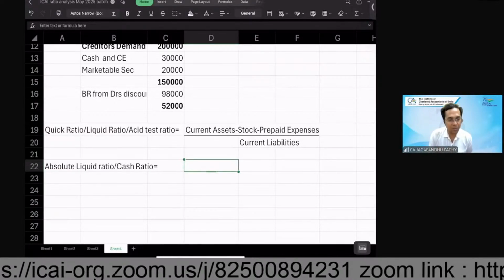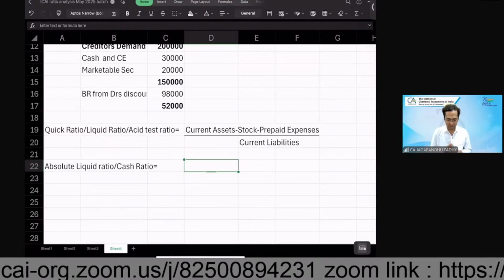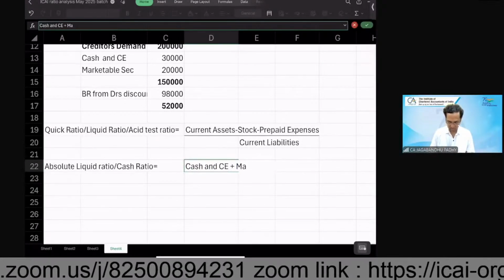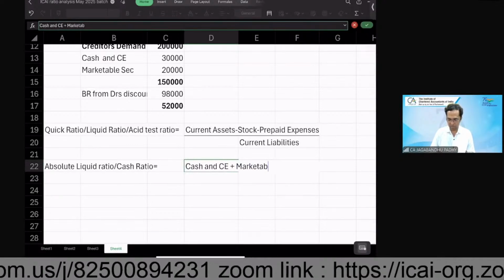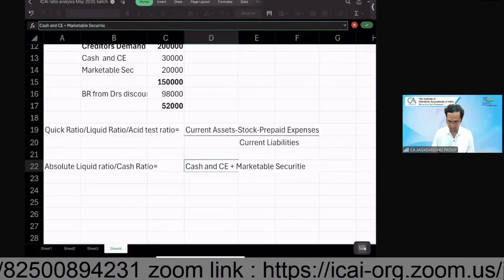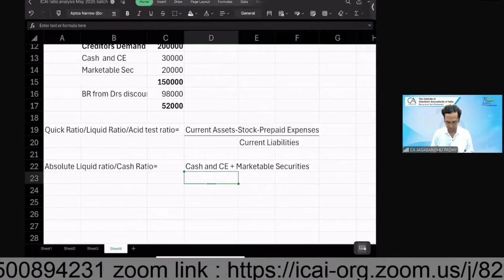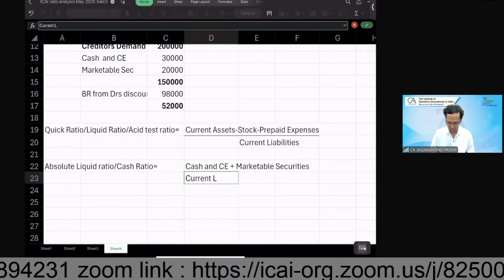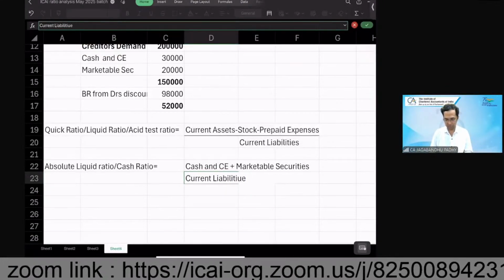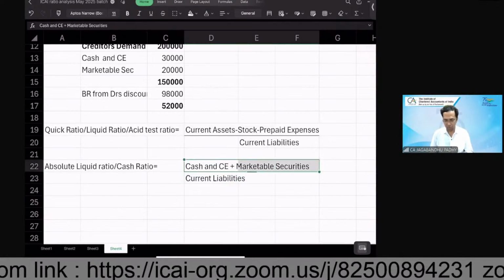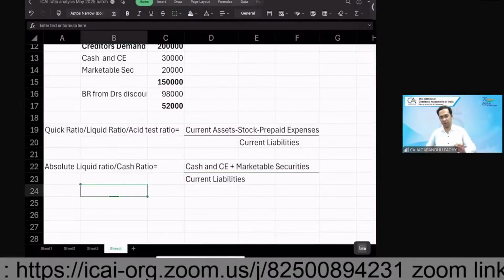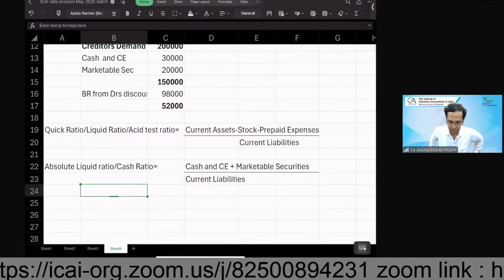And in this absolute liquid ratio or cash ratio, we will just consider cash and cash equivalents plus marketable securities, and then we divide it by current liabilities. Okay, so cash and cash equivalents plus marketable securities upon current liabilities, right?